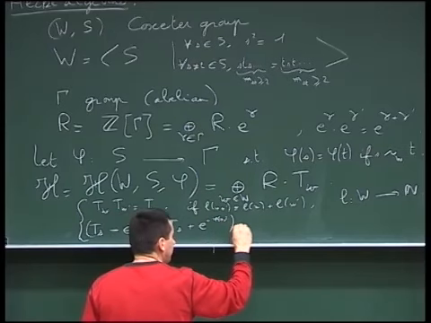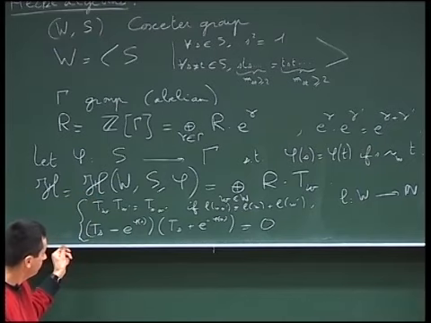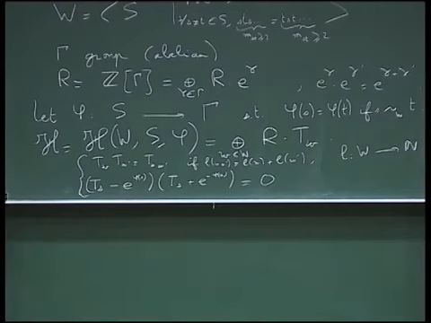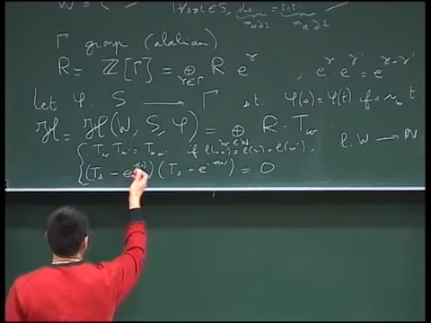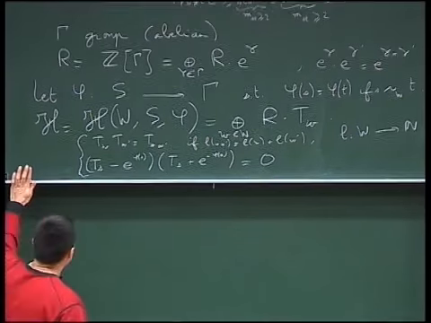So phi of s. So you see that the map phi appears here as a parameter for the Hecke algebra. And that's the reason for calling it unequal parameters, because we allow phi to take different values on the generators of W.